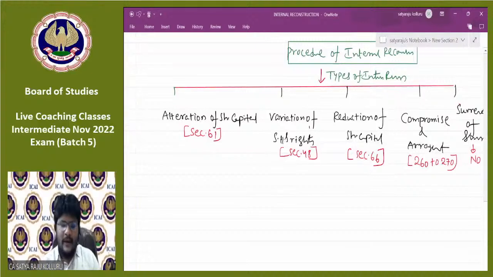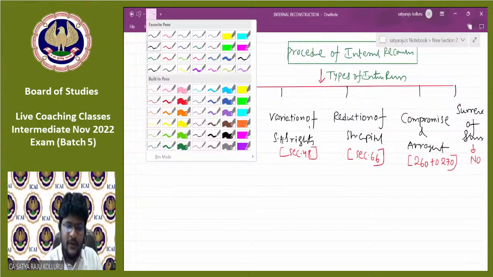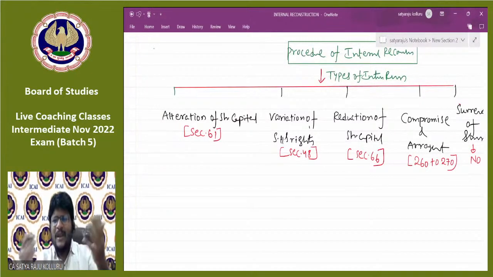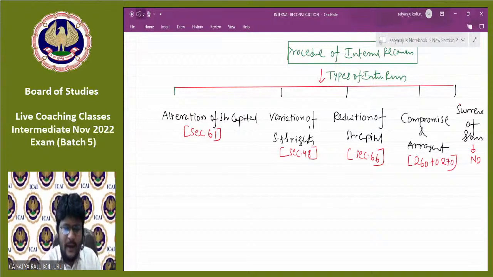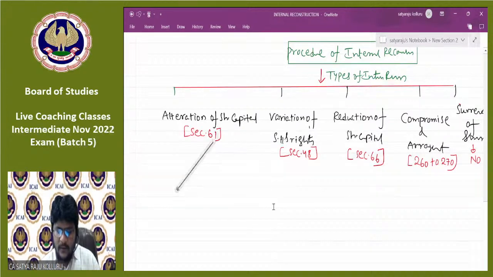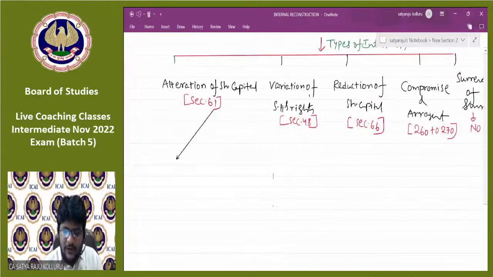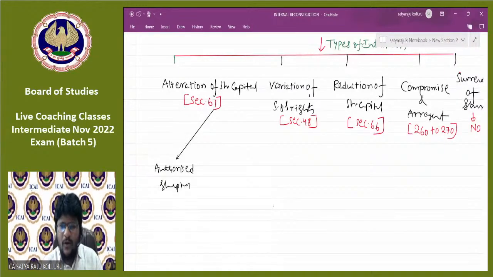Okay, sir, now coming to the alteration of share capital. What is the meaning of alteration of share capital? First, you can tell me. Alteration of share capital means alteration in authorized share capital. Yes, that also comes under alteration of share capital. Sir, we are not changing anything with respect to the paid up capital.